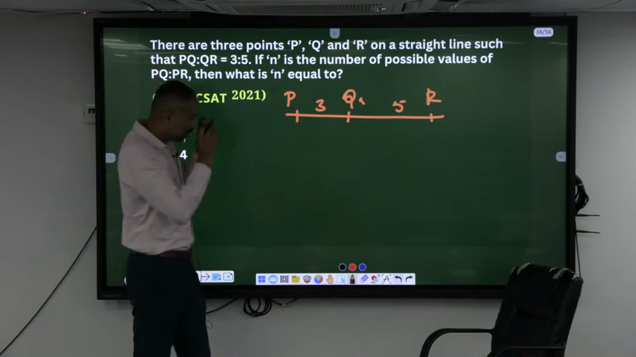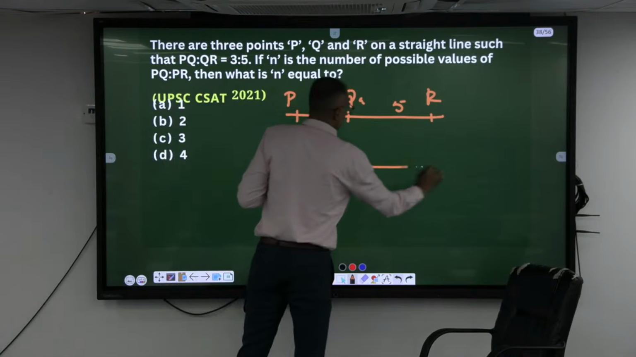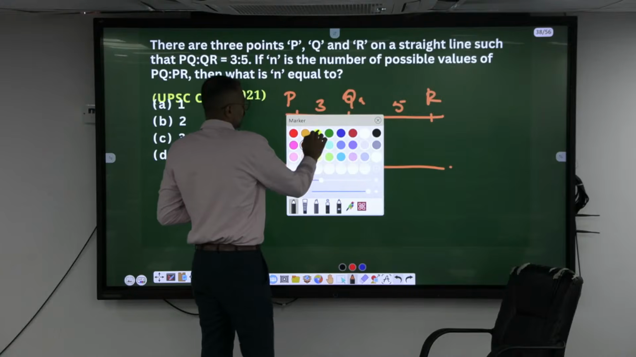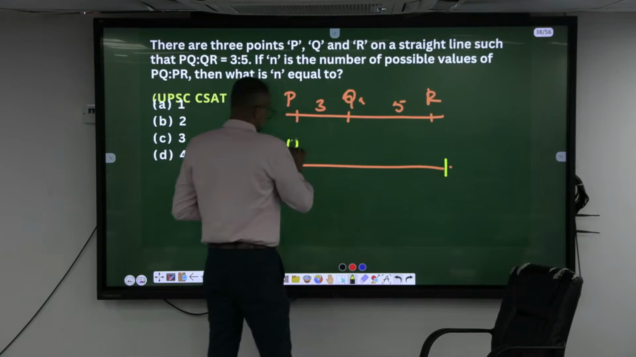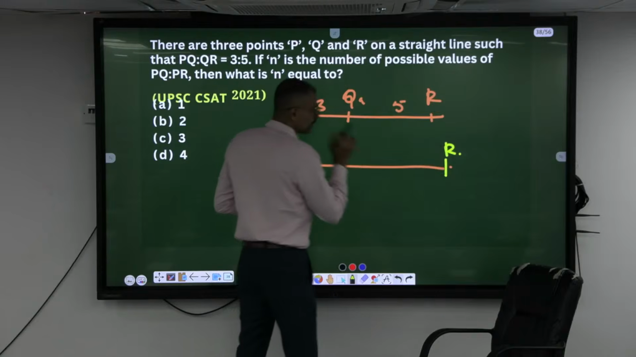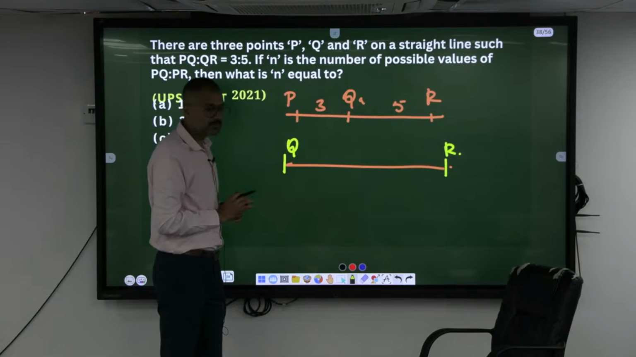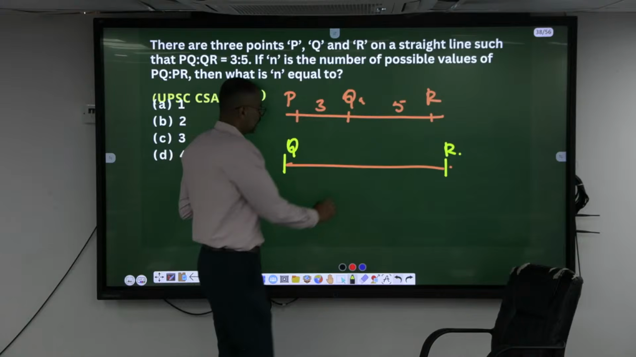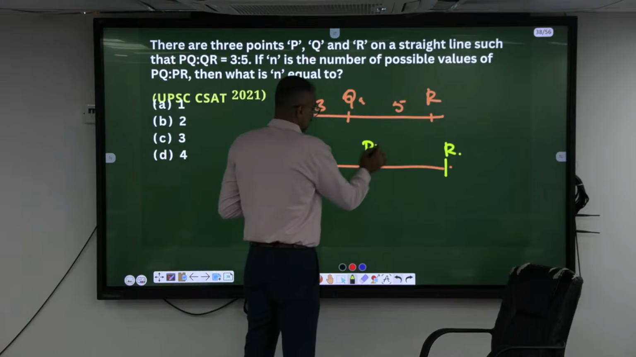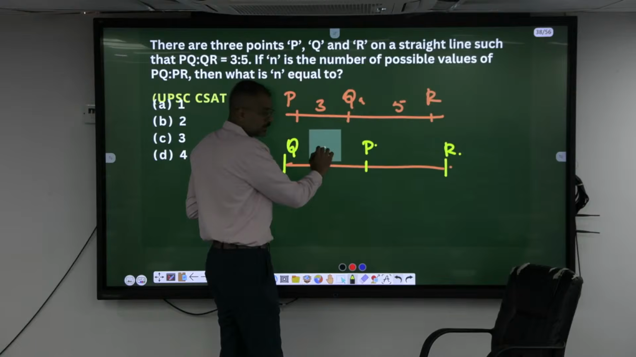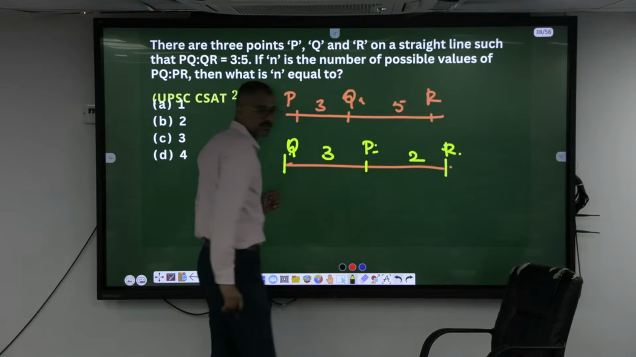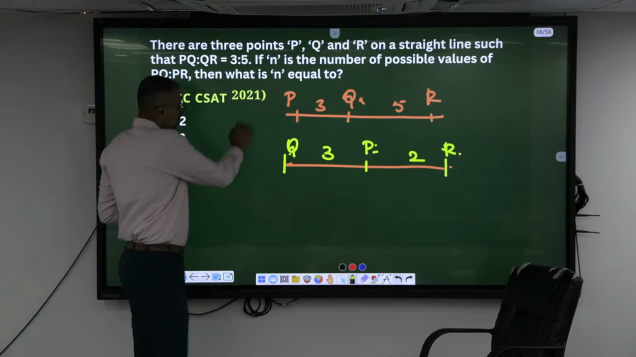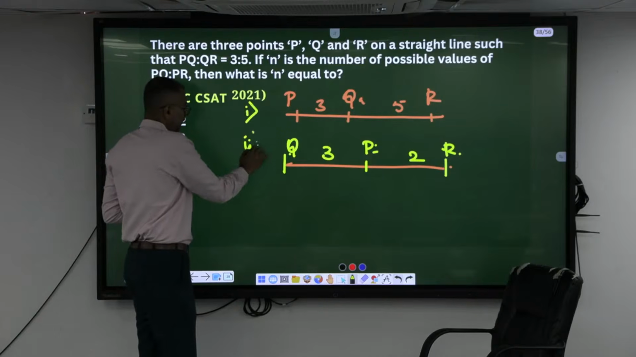No. If I draw this one, see between Q and R, I'll put this one Q, this one R. What is the distance? 5. Okay. Then P and Q. P has to be somewhere here. P and Q is how much? 3. Q to R is 5. Means P to R has to be 2. Possible? So how many cases? This is one such. This is the second case.